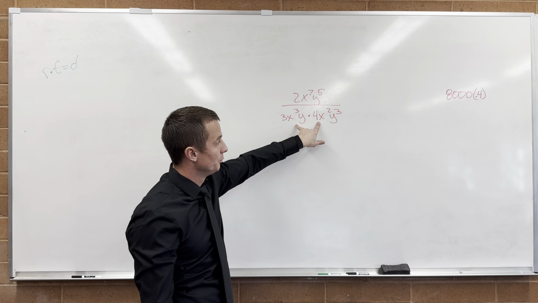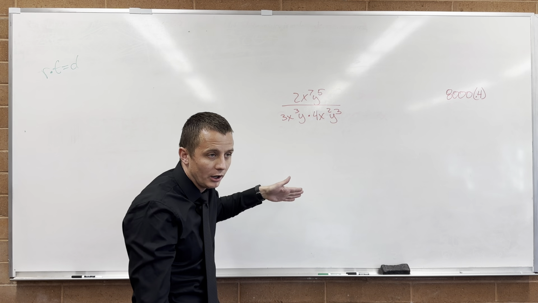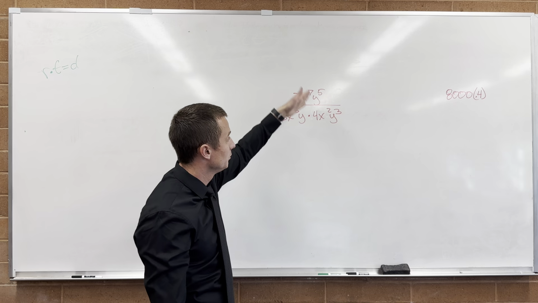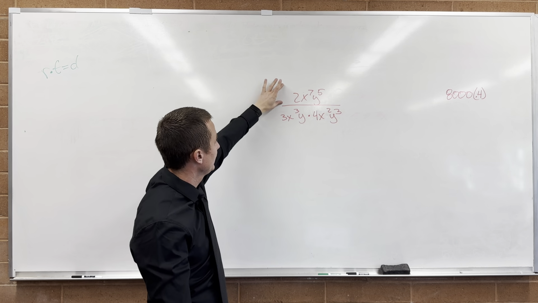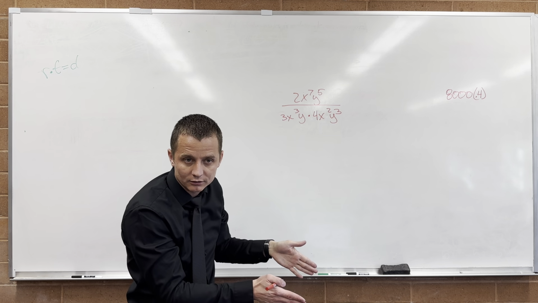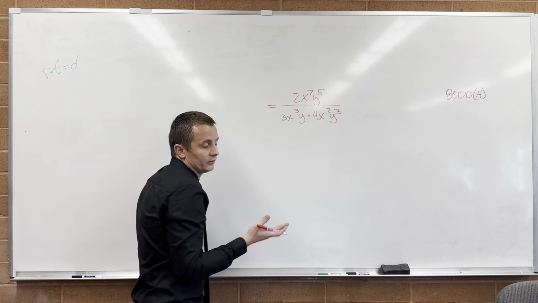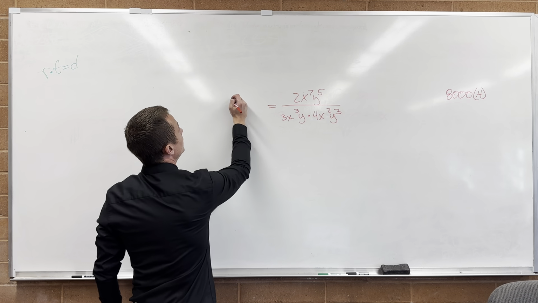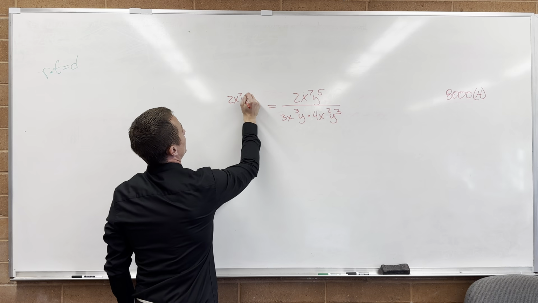So first thing we're going to do is multiply the terms on the bottom, then we'll cancel out top and bottom. So simplify the bottom and then cancel out. As a general rule, simplify your top, simplify your bottom, and then cancel out what you can. Our top is already as simplified as we're going to get it, so we just need to simplify the bottom. So our top is still 2x to the 7, y to the 5.